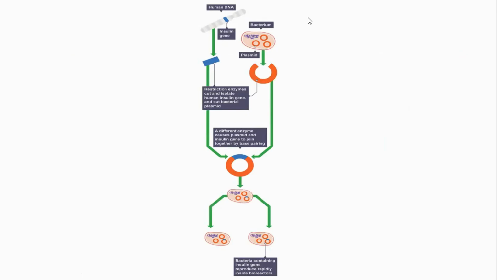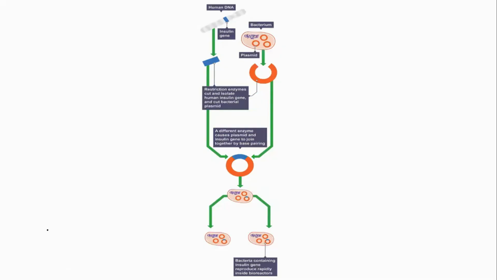So here are the steps. Let's see the steps. All right. So first of all, you have to have your gene of interest. What is the gene of interest over here? The gene of interest over here is the human DNA. So from the human DNA, you isolate the insulin producing gene. All right. So the insulin producing gene or DNA is isolated, right? So here you go.